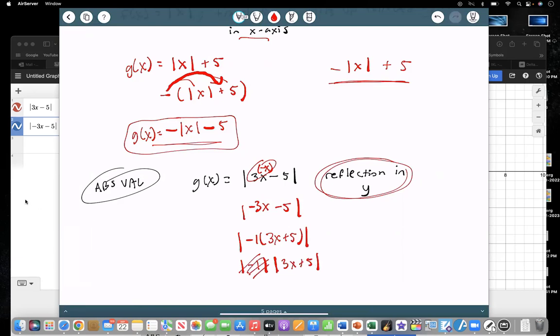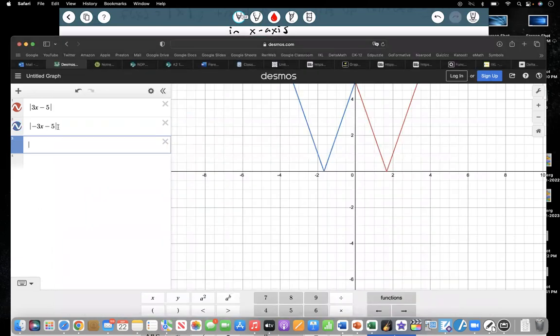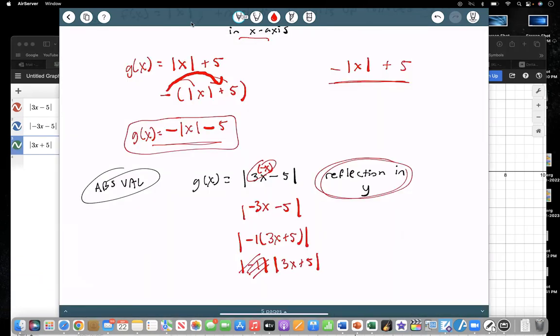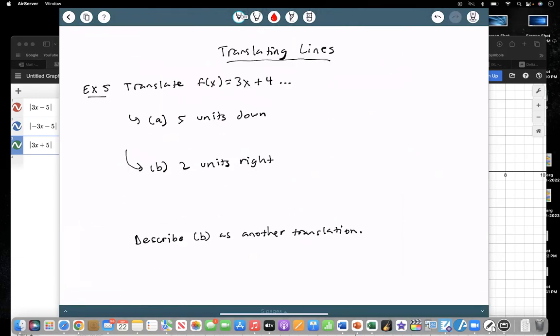So you'll notice if you do 3x plus 5, you actually get the same thing. If I copy and paste this down here, you can see 3x plus 5 does in fact give you the same thing. The green is the same as the blue, if I hide it. So if you have a negative in front of the x, you can always take that negative out of the absolute value, and you'll get the same exact thing.